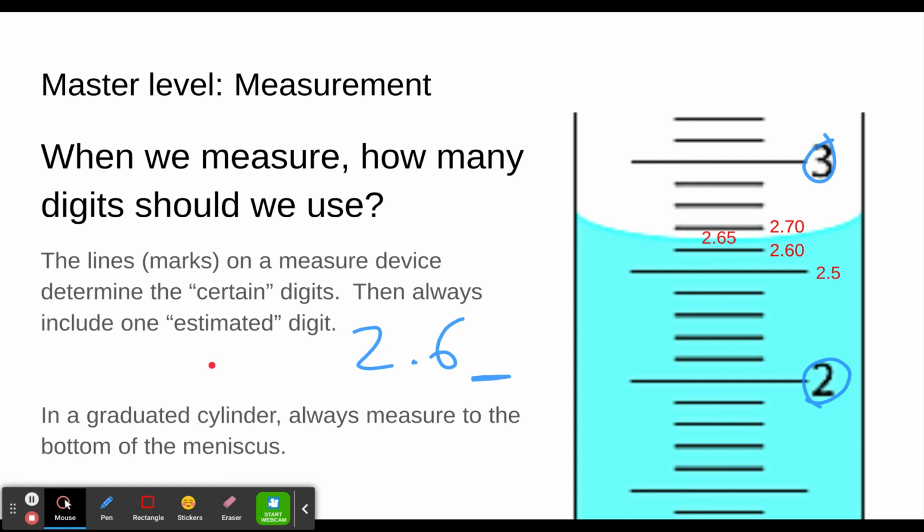Okay, so that is what we'd put for that one, 2.65, because it's estimated. We include that estimated digit. So as you're going through this, it'll have answers like 2.6. It'll have answers like 3 and 2.